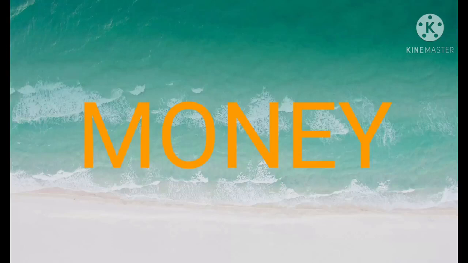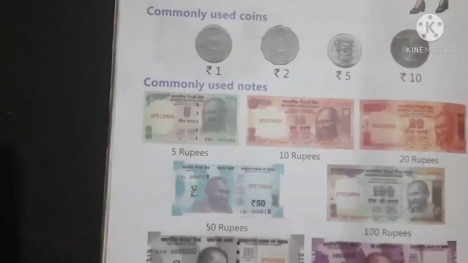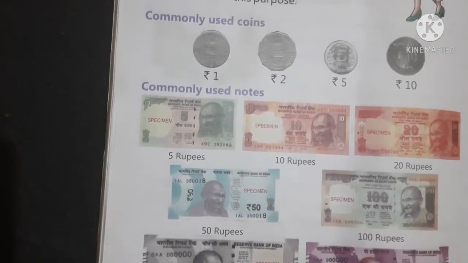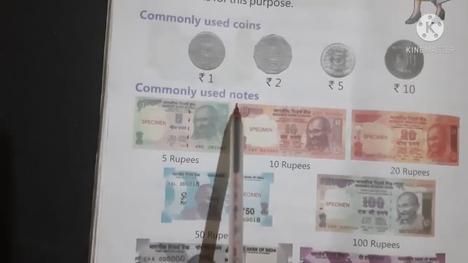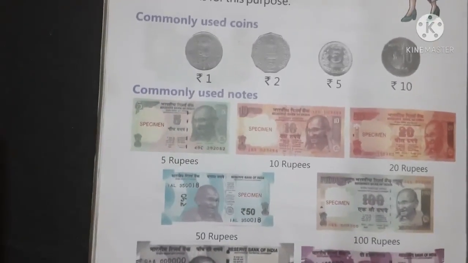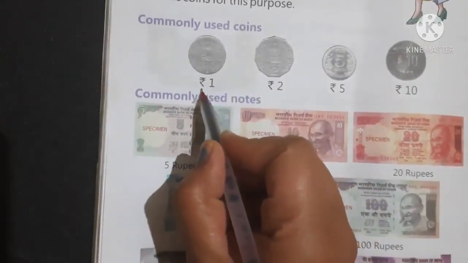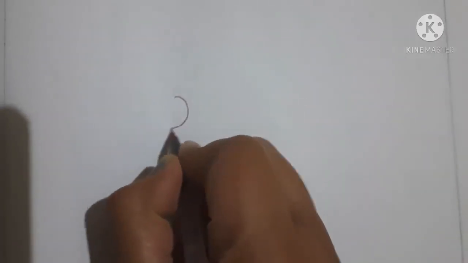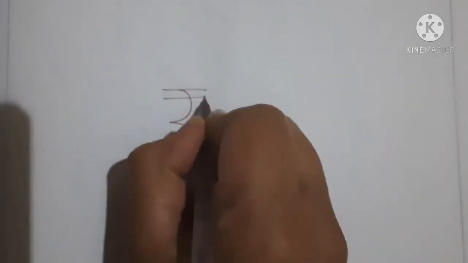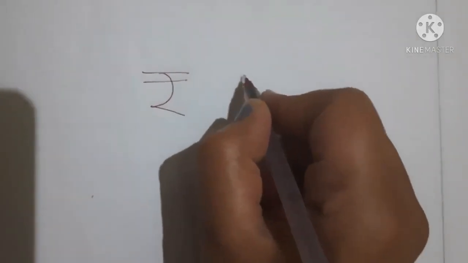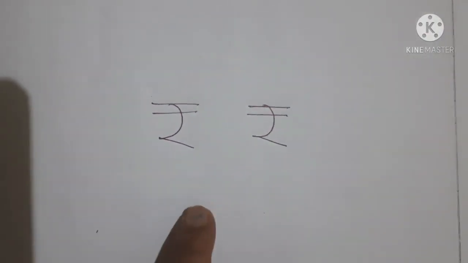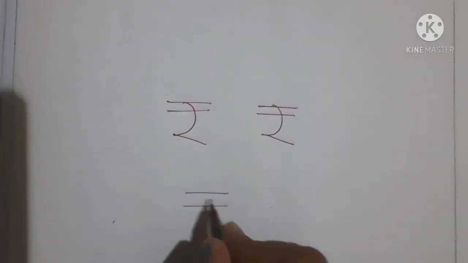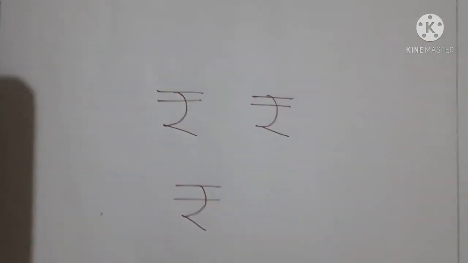Now, let us revise chapter 12, Money. Children, we already know money is used in the form of coins and notes. And the symbol of rupee is this. We are going to write it like this. Let us practice one more time. This is the sign of rupee.